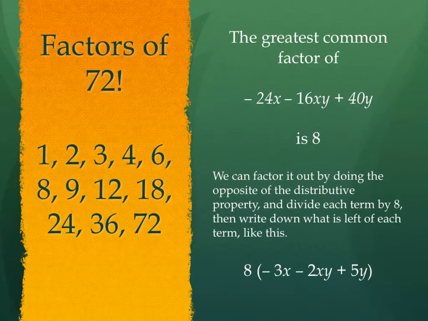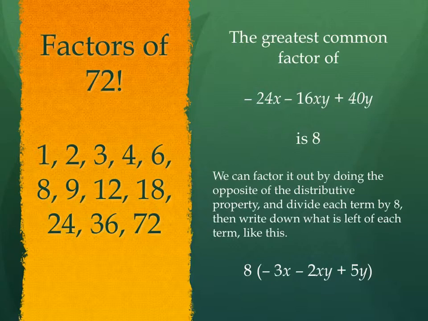Did you find all the factors of 72? There's a lot of them. 1, 2, 3, 4, 6, 8, 9, 12, 18, 24, 36, and 72 are all factors of 72. Let's look at the expression negative 24x minus 16xy plus 40y. The greatest common factor, or the biggest number that will divide into all three of those terms, is 8.